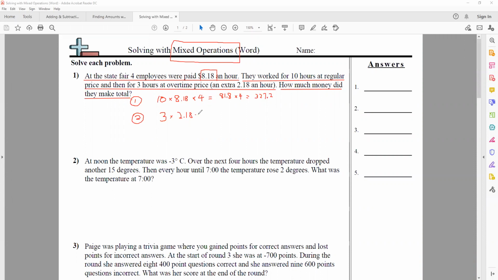So you actually have to add 8.18 first. Or you multiply by 3, okay? So let's just do these two little parts first. So 2.18 plus 8.18. Let me know what you got.